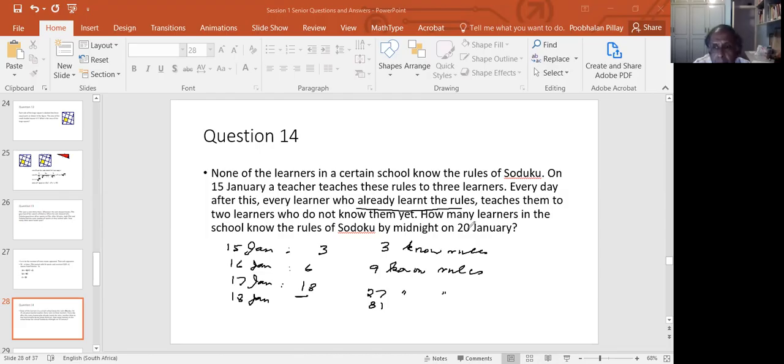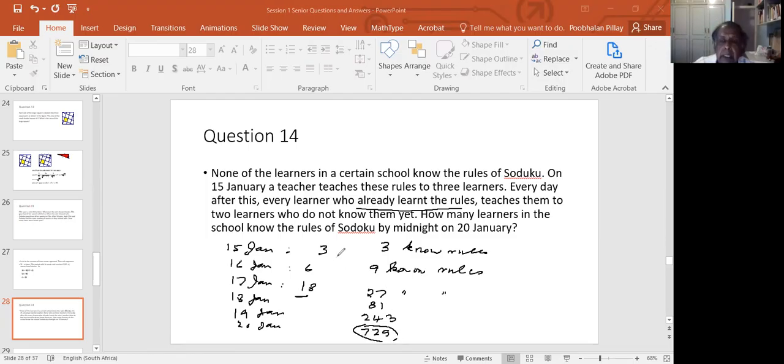And the question is, how many know the rules on the 20th of January? So that's not difficult now because you simply have to multiply by 3 each time. The 19th of January, you got 243. You have to multiply that by 3. And on the 20th of January, that's when we need to get to. You have to multiply this by 3. You get 729. So the question is, how many learners know the rules by midnight on the 20th of January? And the answer is 729.